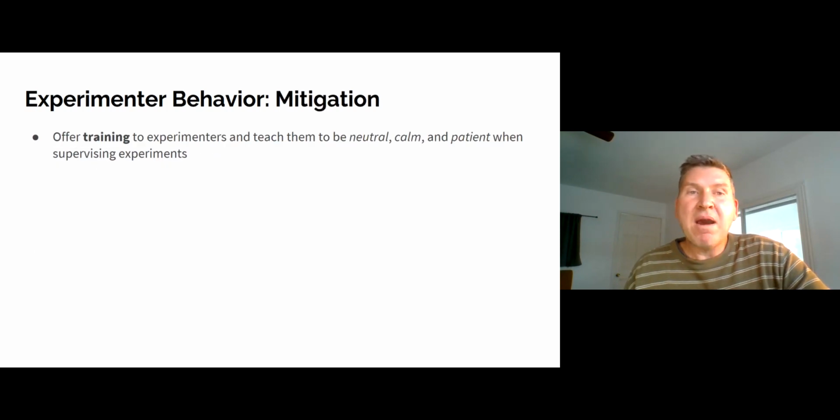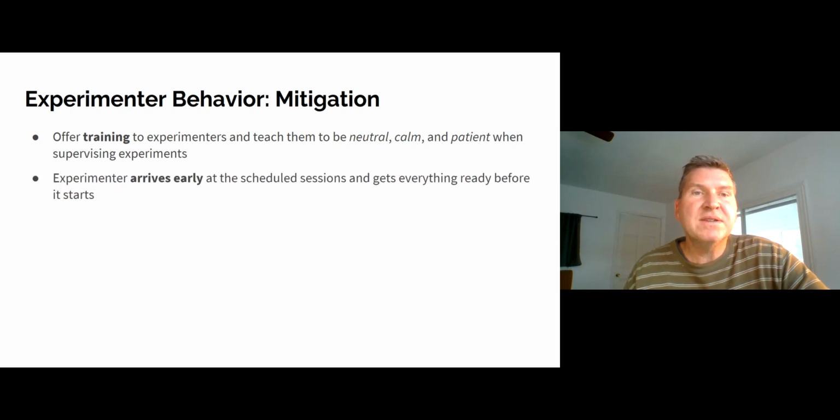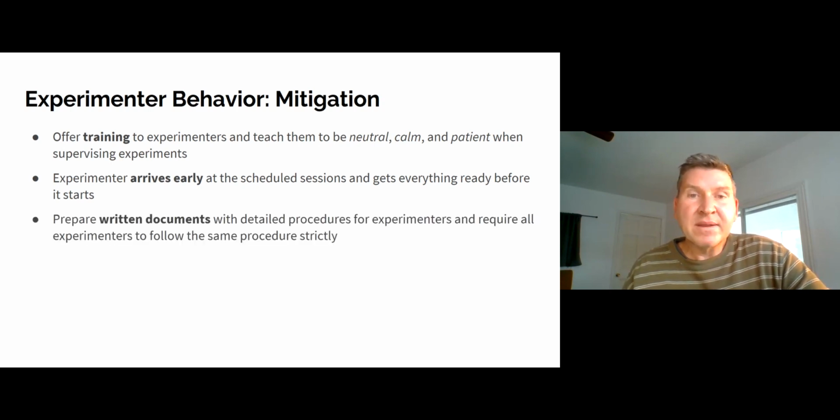We need to offer training to experimenters and teach them to be neutral, calm, and patient. We want to have the experimenter arriving early and make sure everything is ready, maybe have a checklist, prepare the written documents with detailed procedures, and require all experimenters to follow the same procedure strictly so we can avoid bias.